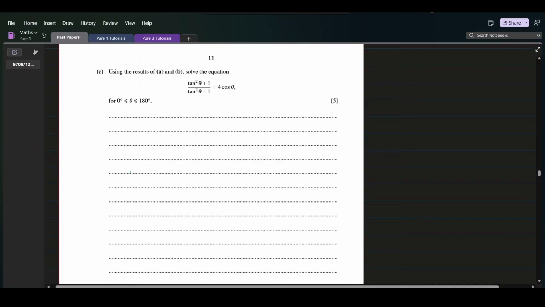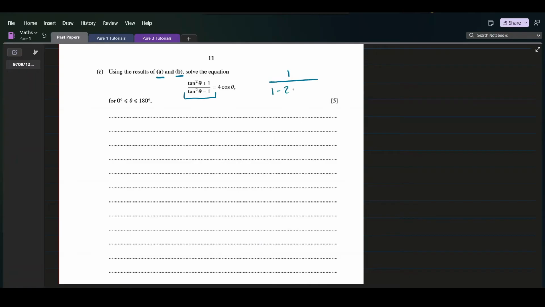Part C. Using the results of A and B, solve the equation tan squared theta plus 1 over tan squared theta minus 1 equals 4 cos theta. So they've emphasized that we're supposed to use both results from the earlier parts. So let's start by using the result from part B to simplify this. We proved that tan squared theta plus 1 over tan squared theta minus 1 can be written as 1 over 1 minus 2 cos squared theta.